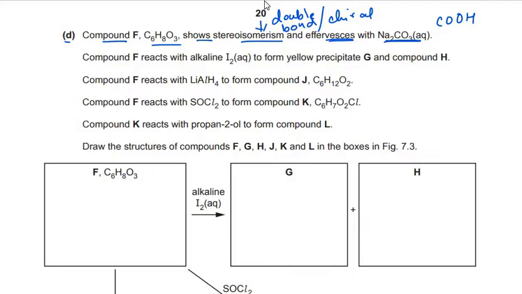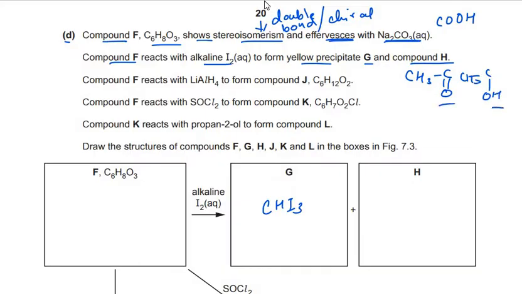If we read the next part, compound F reacts with alkaline iodine to form yellow precipitate G and compound H. Now if it's reacting with alkaline iodine to form the yellow precipitate G, then G is definitely CHI3, because that's the triiodomethane which shows a yellow precipitate. So I'm writing directly CHI3 here. But if iodine is reacting with F, then F should definitely have one methyl ketone group, or it should have a secondary alcohol. Now let's see what is possible out of these two.